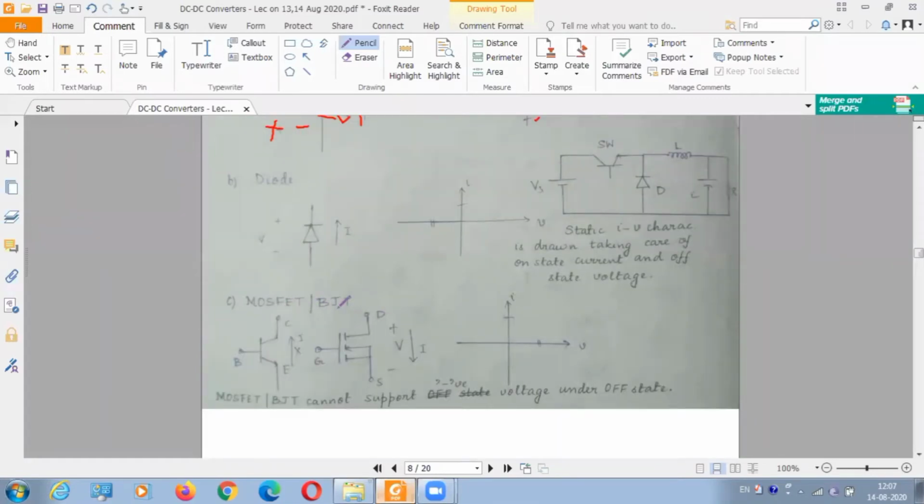Now for a MOSFET or BJT, what happens? In a MOSFET or BJT, if this is a BJT, current will always flow from collector to emitter. Opposite direction current is not possible. That's why I have marked the opposite direction with a cross. Collector to emitter, always. Current will flow from drain to source, not source to drain. So it is always positive current, and I have marked positive. So in a MOSFET or BJT, positive current can flow.